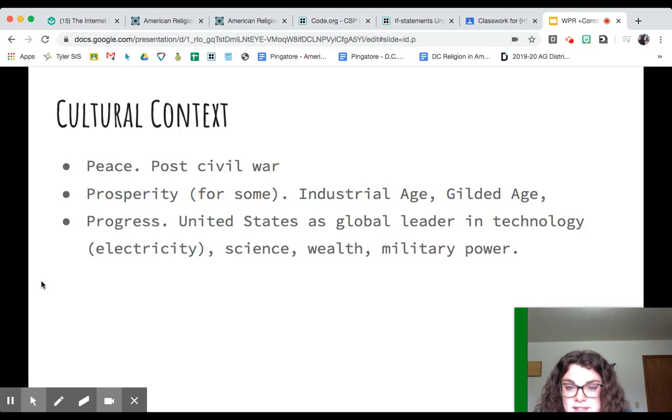And progress. So this kind of forward momentum that is tinged with American exceptionalism. We're finding success on all of these fronts, and in a lot of ways are a world leader when it comes to that kind of innovation. So those are some pieces of this time period that are really affecting the cultural context and allowing us to think about how the religions we're about to look at are embedded in this American culture of times of peace, prosperity, and progress.